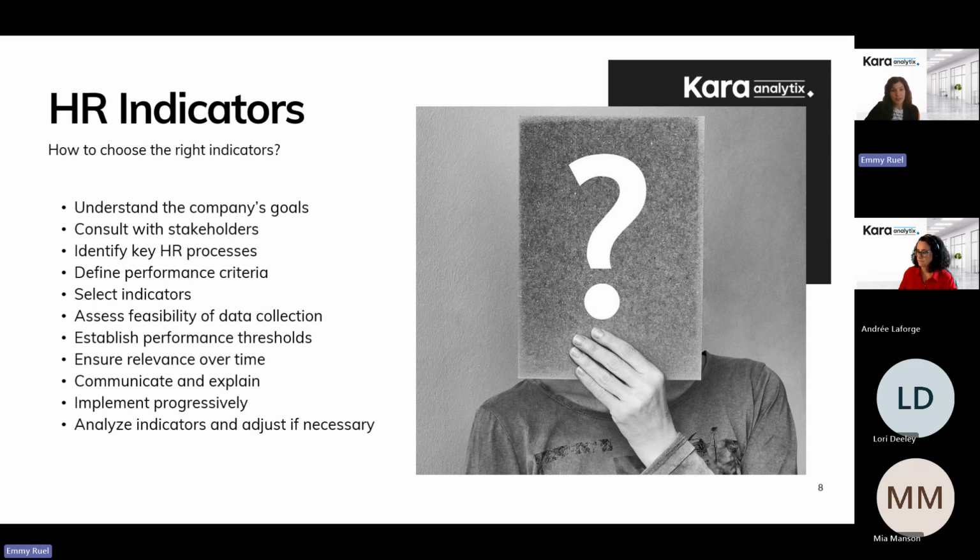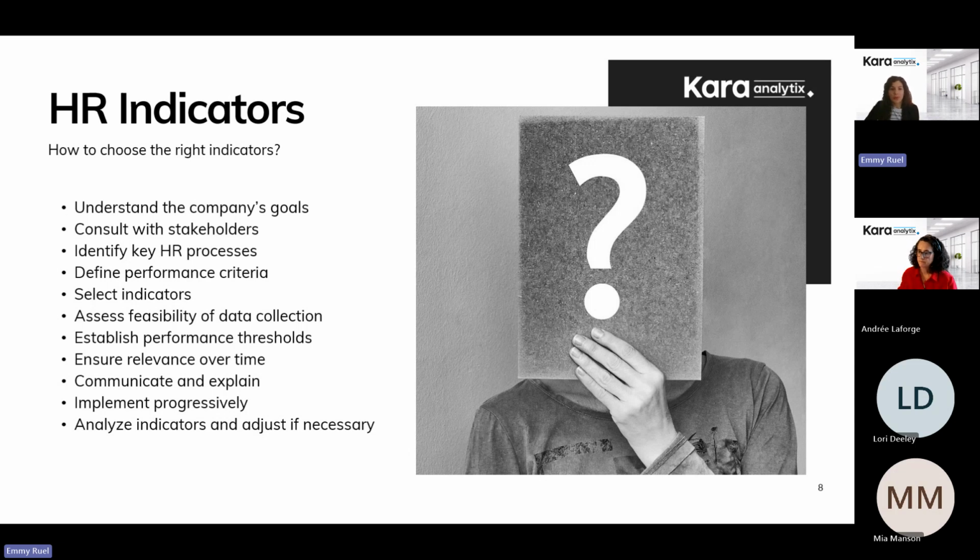9, inform your team about the new KPIs. You need to explain their importance and ensure that the people involved understand how their actions contribute to the results measured. Then implement progressively. Like we always say, start small, to allow for smooth adaptation and to identify any potential problems.